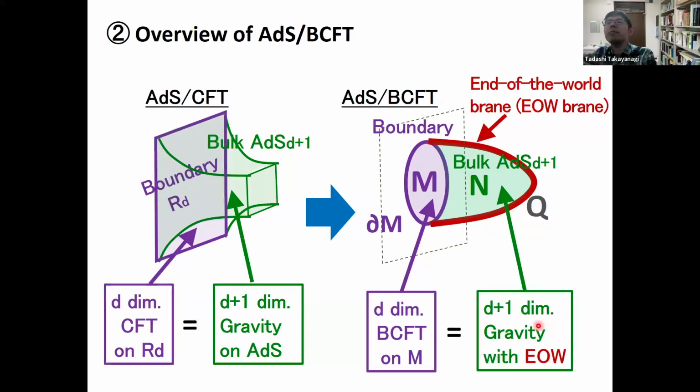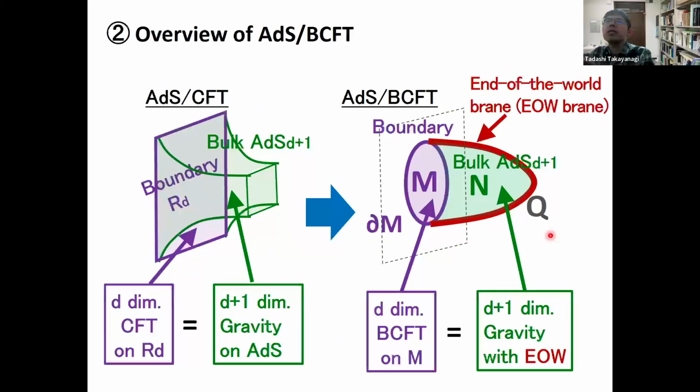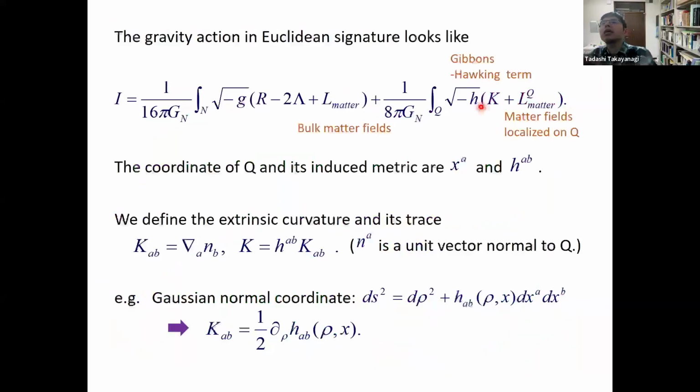But anyway, the important point is how to specify this red surface, the end of the world brane. This is a very important point. So for that, we take a gravity action. We have some bulk term, the Einstein-Hilbert action, with some matter Lagrangian on N. And there is actually a boundary term which localizes on this boundary. This is the Gibbons-Hawking term. This is quite usual, as you learn in textbooks. But also there can be some localized matter on this boundary.